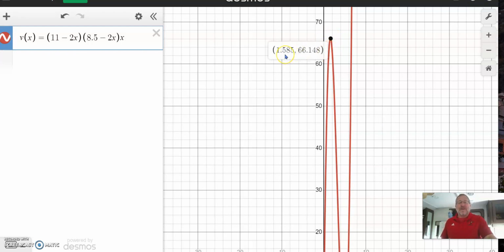The X value that we would cut away that would give us the biggest volume was 1.585. The volume itself, that's the number you get when you plug and chug that X value into the equation. And the volume you would get is 66.148. That's the Y coordinate of the XY coordinate.